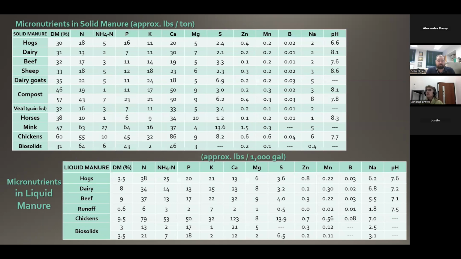And this is just a slide that in the recording, you can take a closer look at, but there are micronutrients in solid and liquid manure. It's very much based on ration, so these are averages, but it shows you that there can be a significant amount of calcium and magnesium and sulfur, especially in the solid manure, but even in the liquid manure. So if we're applying 3,000, 5,000, 10,000 gallons per acre, we're going to increase the amount of those nutrients that we're adding significantly.